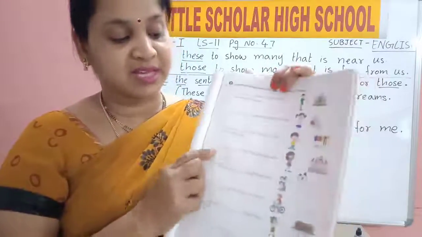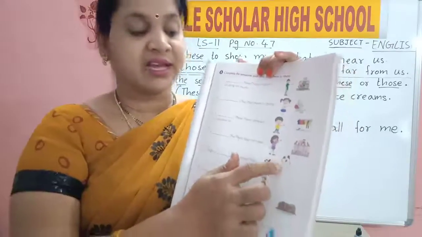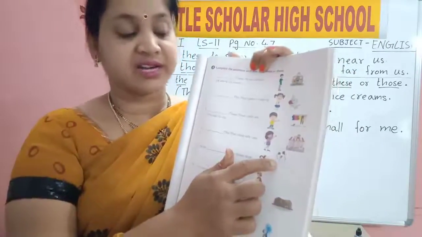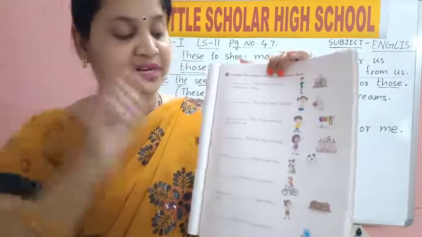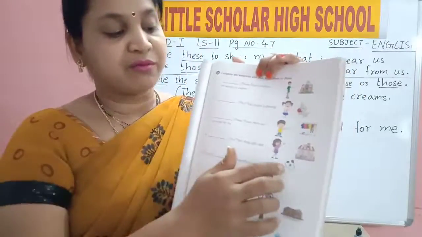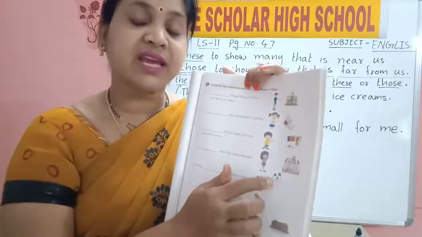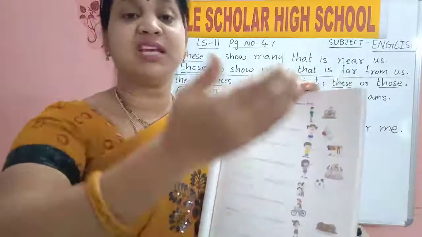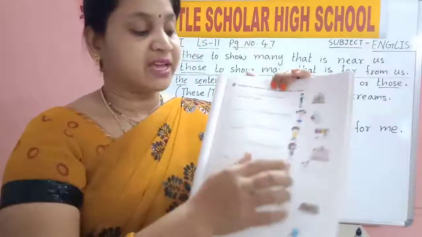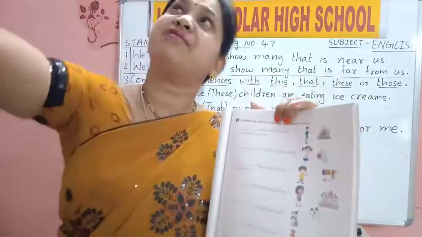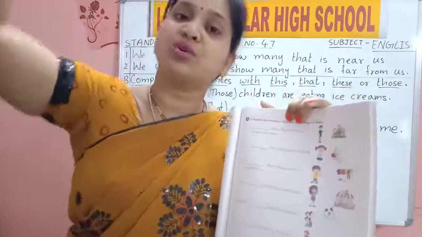Okay. Next, see. Here the children are looking. What are they seeing in the sky? Yes, colorful kites are flying in the sky. They are pointing up and saying. Here how many kites are there? Many. For many, what will we say? These or those. These means which is near to us. Those means which is far from us. Here there are many kites and they are flying far up. So what will we say? Those.